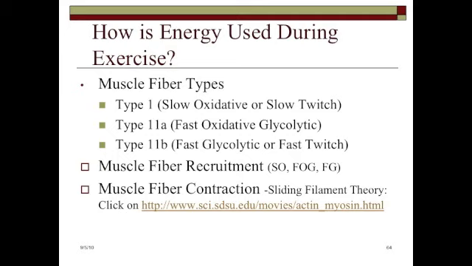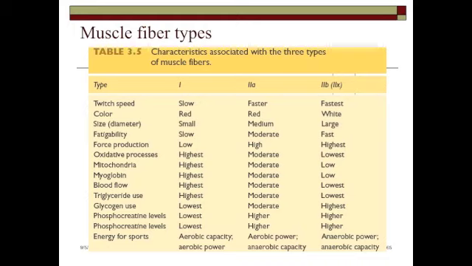Muscle fiber contraction is believed to involve the proteins actin and myosin contracting in the myofibrils, then calcium ions releasing in the sarcoplasm of the cells with nerve impulses that stimulate muscle contraction. This is called the sliding filament theory. Study this chart that shows the characteristics associated with the three types of muscle fibers.